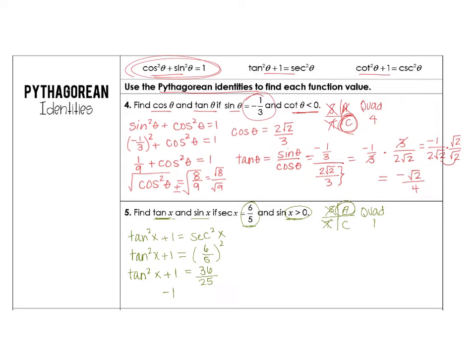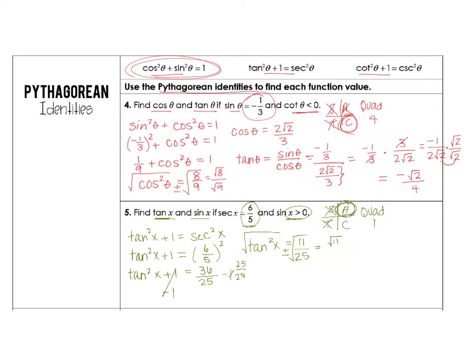And now we need to subtract 1 from both sides. So we have tangent squared x equals 36 over 25 minus 1. Remember that 1 really becomes 25 over 25. So it looks like we have 11 over 25. And then we're going to take the square root of both sides. And do remember, again, we do have plus or minus, but we are in the first quadrant, so we're going to take the positive.